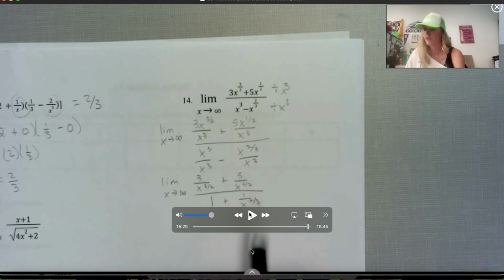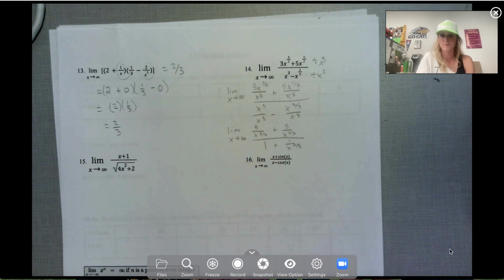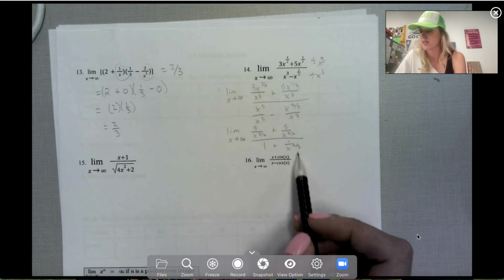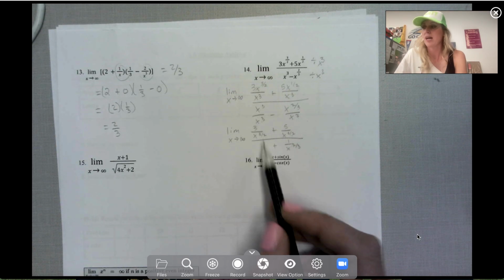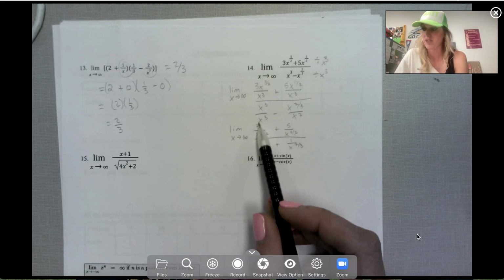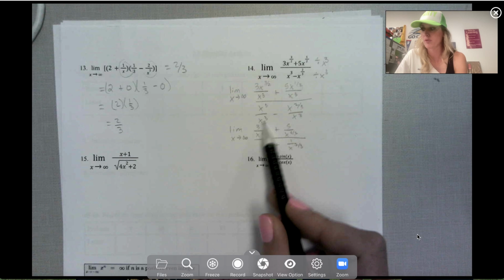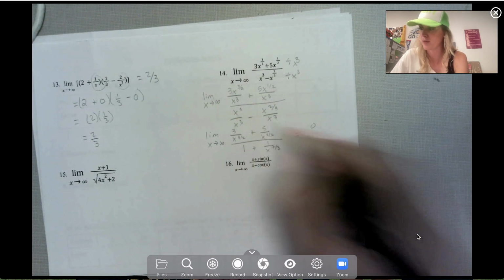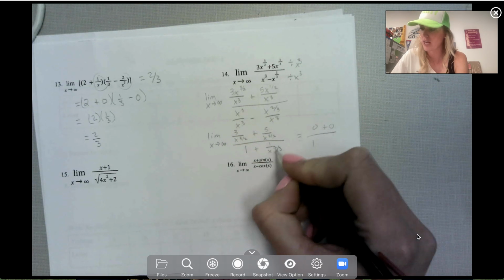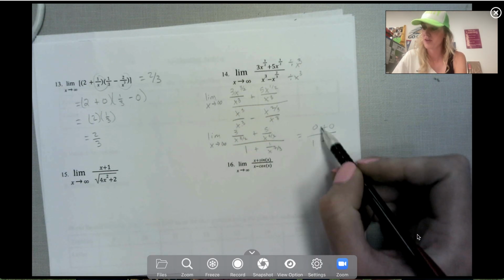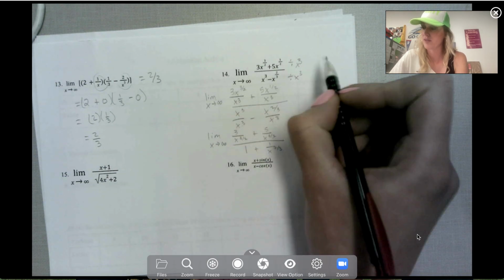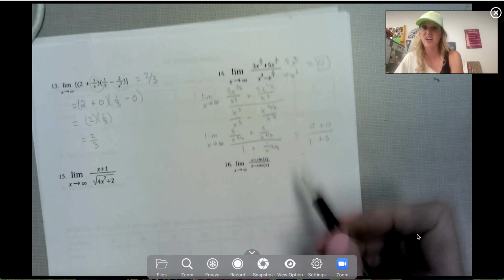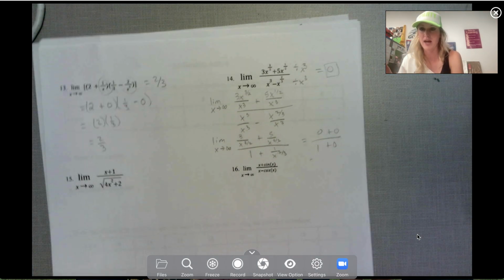To pick up here, you guys, we are looking again for all these spots where I have a constant over x to a power. Remember, those are all 0. So this becomes 0. This becomes 0. We have 1, and then this becomes 0. So 0 divided by 1 is 0. So this limit, we'll put it up here, equals 0. Okay, so that is kind of long, dividing every single piece by the highest exponent.